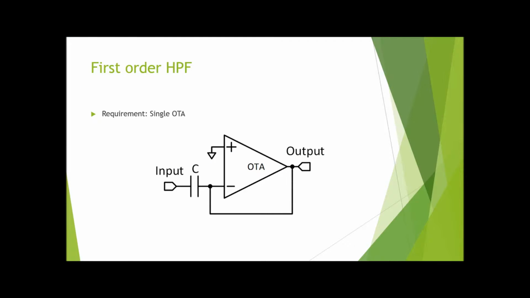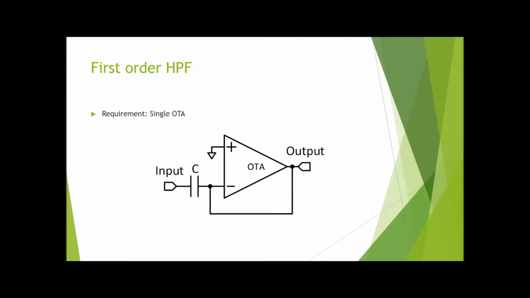Our problem is a first order high pass filter, and we need to use only one OTA. The OTA's negative input is connected to the output to form a feedback loop, and also the input capacitor, which will form the high pass characteristics. And the positive input of the OTA will be grounded.